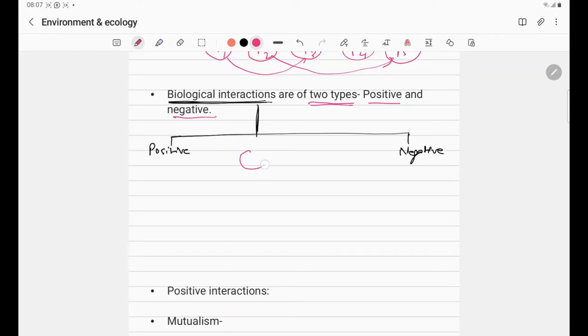Suppose there is a population of tiger and there is a population of deer. When these two interact, we know that tiger will eat the deer, so tiger will be positively impacted and deer will be negatively impacted. Similarly, if there is an interaction between deer and grass, we know that deer will eat the grass, therefore deer will be positively impacted and the grass will be negatively impacted in this interaction.